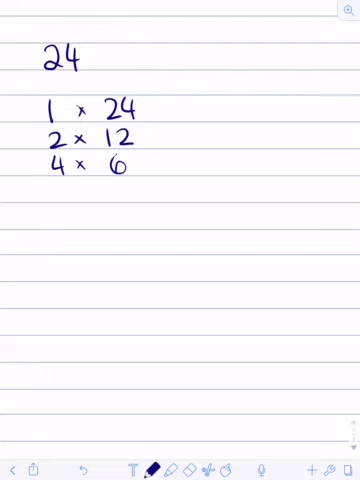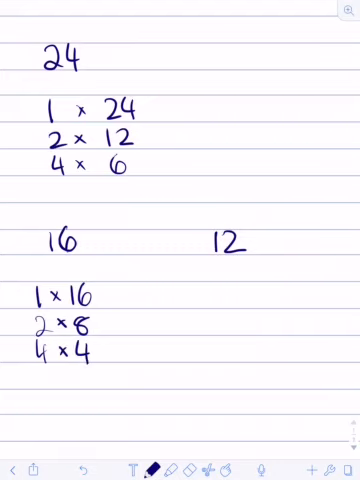So what do we mean by highest common factor? Well, that means if I have two sets of numbers, for example, 16 and 12, I want to figure out what is the highest factor that is common to both of them. So let's list all of the factors of 16 down first. First, we have 1 and 16. We have 2 and 8. We have 4 and 4.